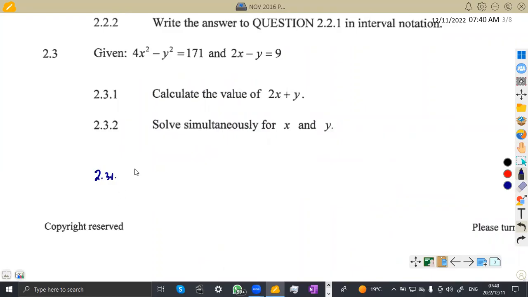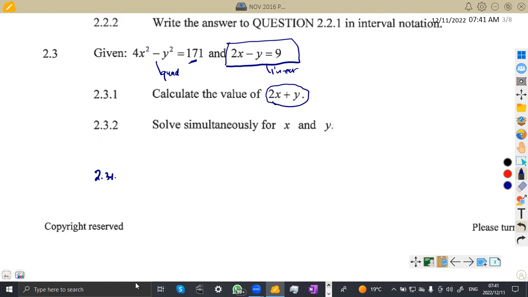We are given 4x squared minus y squared is equal to 171, and 2x minus y, which is equal to 9. So take note, this is a quadratic equation. We've got a quadratic, and here we've got a linear. So we are now given on 2.31 to calculate the value of 2x plus y, which is also a linear part or a linear expression that we need.